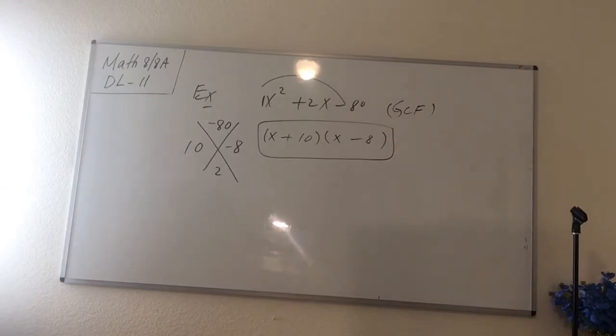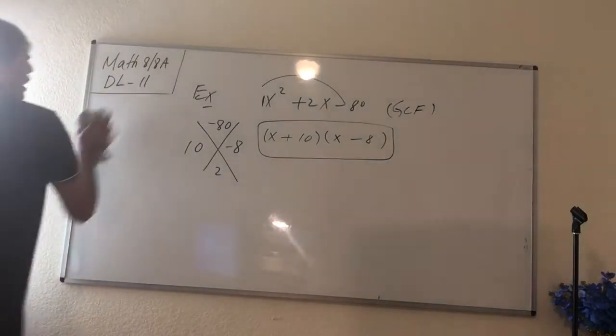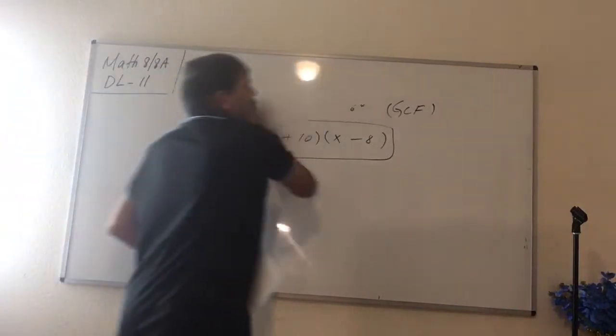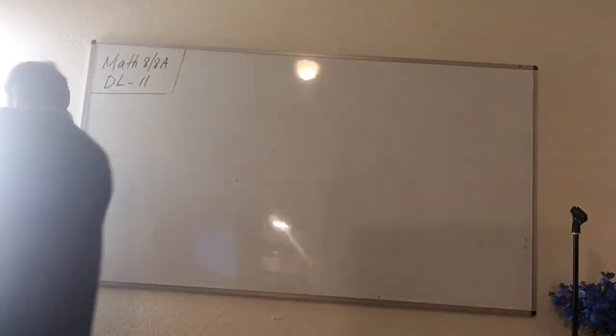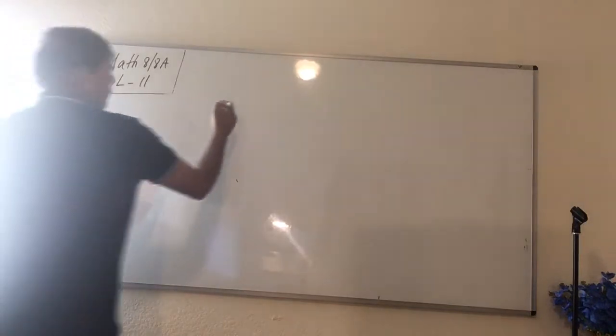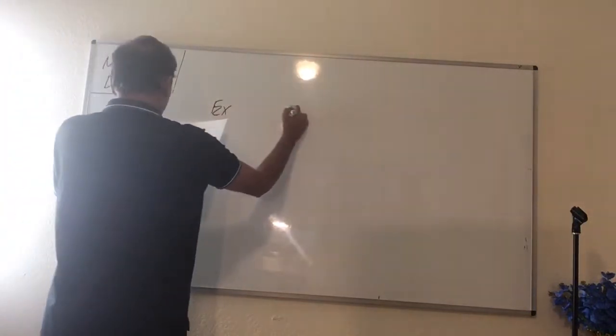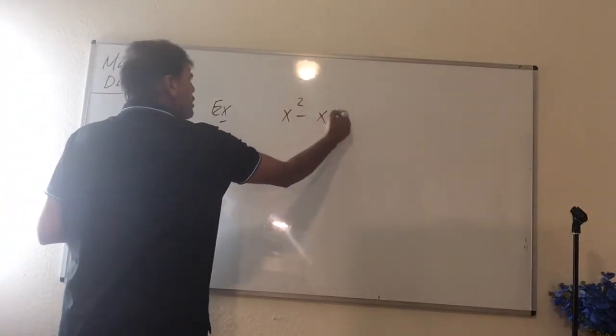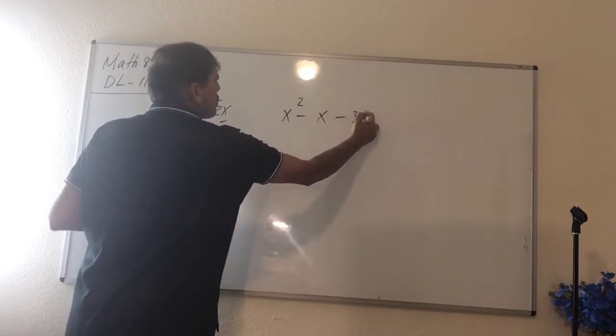So if you know your multiplication, people think they're like so fast. Okay, let me show you one more. Well, sometimes you cannot factor, because we're not expecting we're going to factor everything. So sometimes, for example, here, factor x squared minus x minus 35.